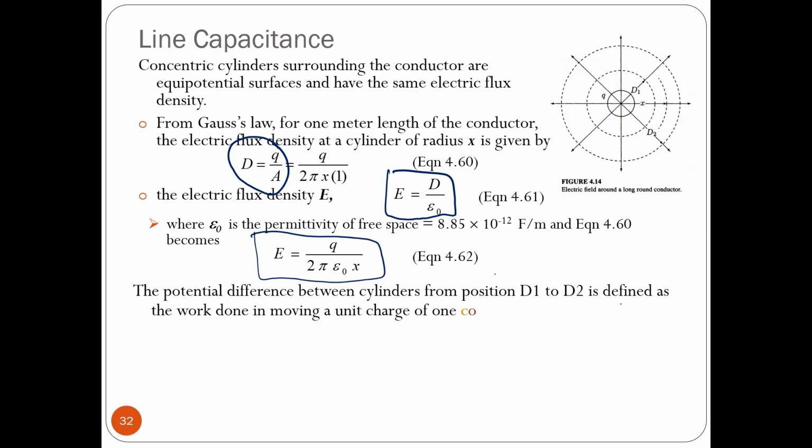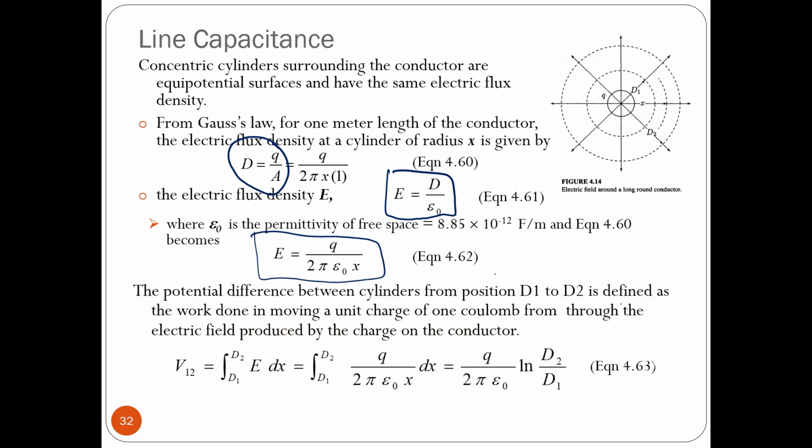Okay, so if you look at the particular position between D1 and D2, similar to the external L, V12, which is between position D1 and D2, we integrate E. What we get at the end is Q over 2 pi epsilon naught ln D2 over D1.